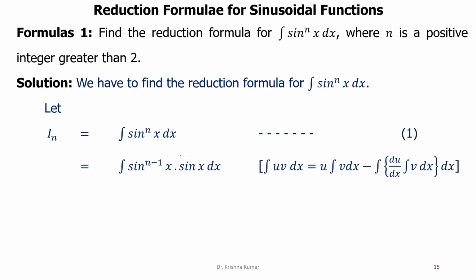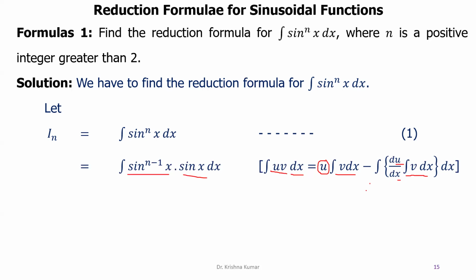Now here it is very clear that we have to find the integration of sine to the power n minus 1 x into sine x. So now it is a product of two functions. If you want to find the integration of a product of two functions, we have to use integration by parts, which is given by integration of uv with respect to x equal to first function u into integration of v dx, minus integration of the derivative of u into integration of v with respect to x, the whole dx. This is called integration by parts.